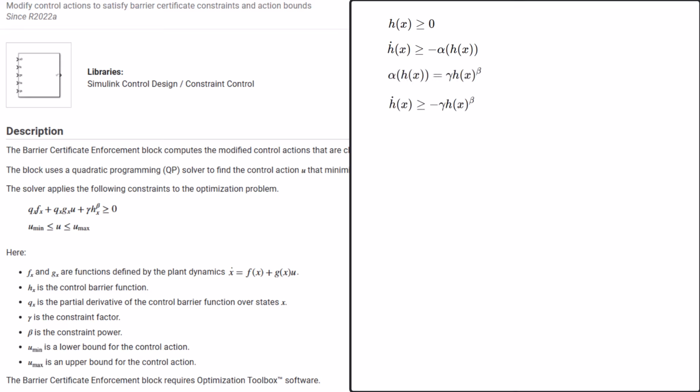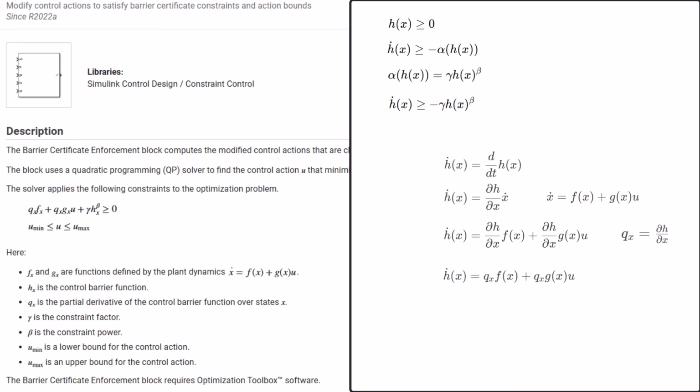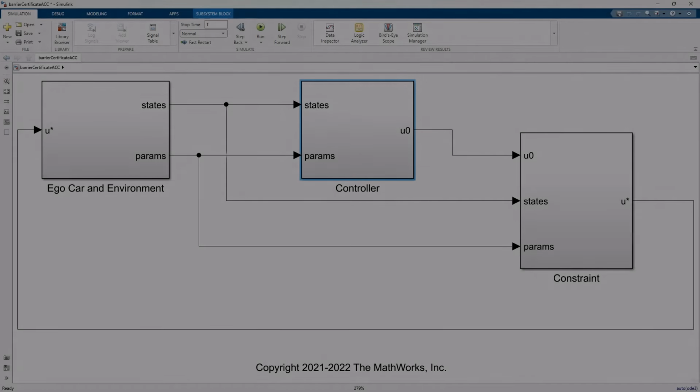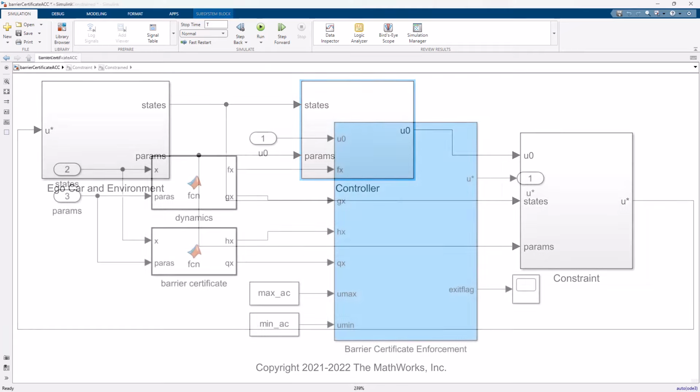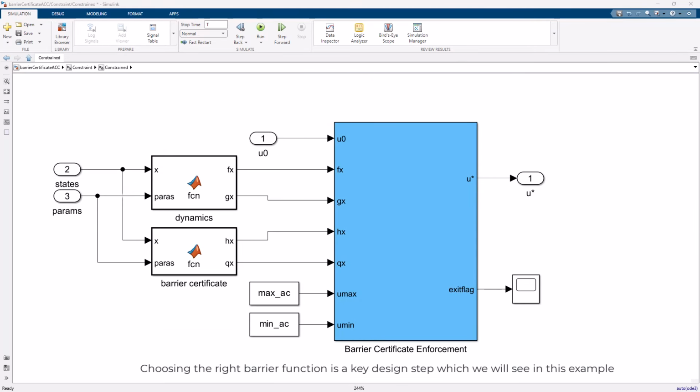And the alpha function we chose to be gamma times h to the power beta. Now the derivative of h of x can be expanded out as follows, and rearranging the equations, we get the constraint equation that we see here. For our purpose, we will use the constraint subsystem here to set this block up, and we'll see how we can go about setting the control barrier function, block parameters, and the required input signals.